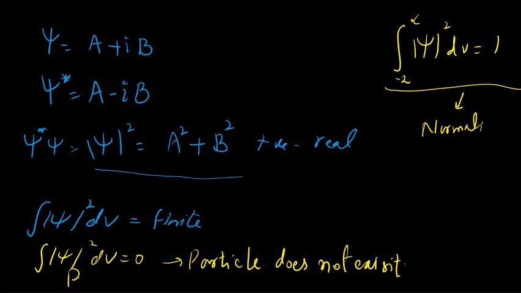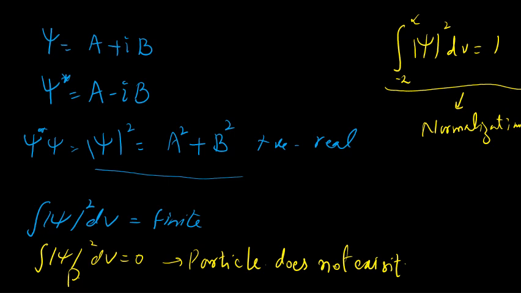So this is also called normalization. Every acceptable wave function can be normalized by multiplying it by an appropriate constant. So every wave function must be normalized in order to represent the particle.